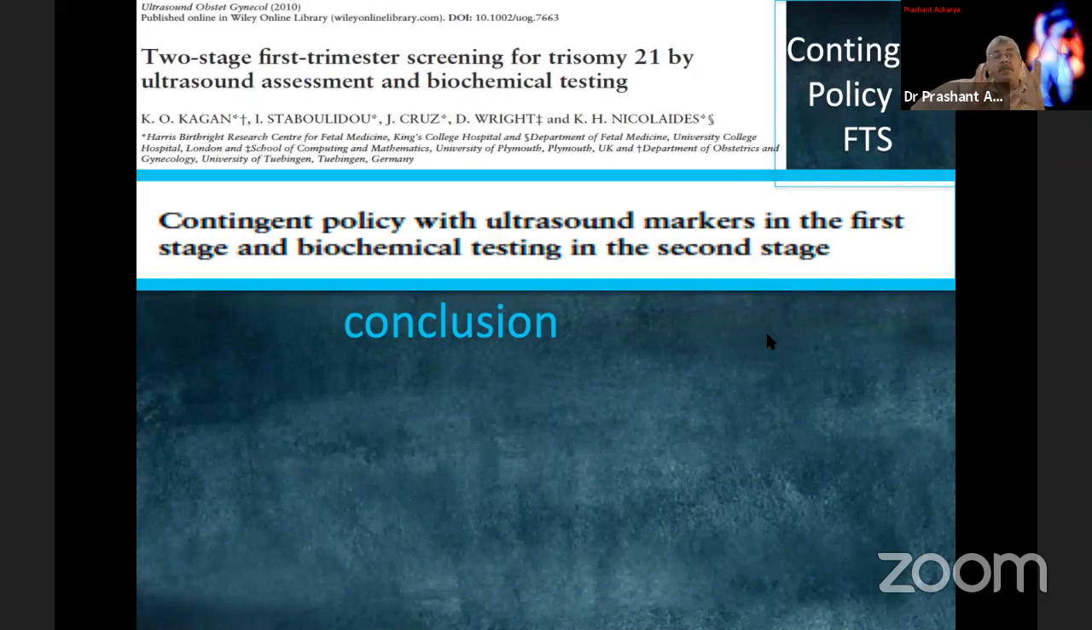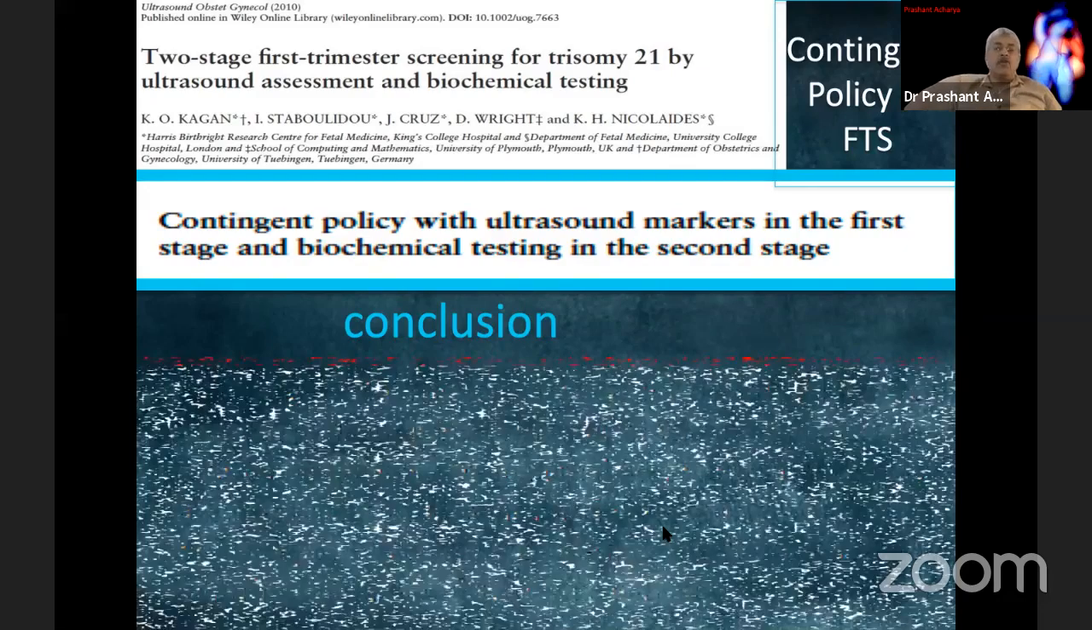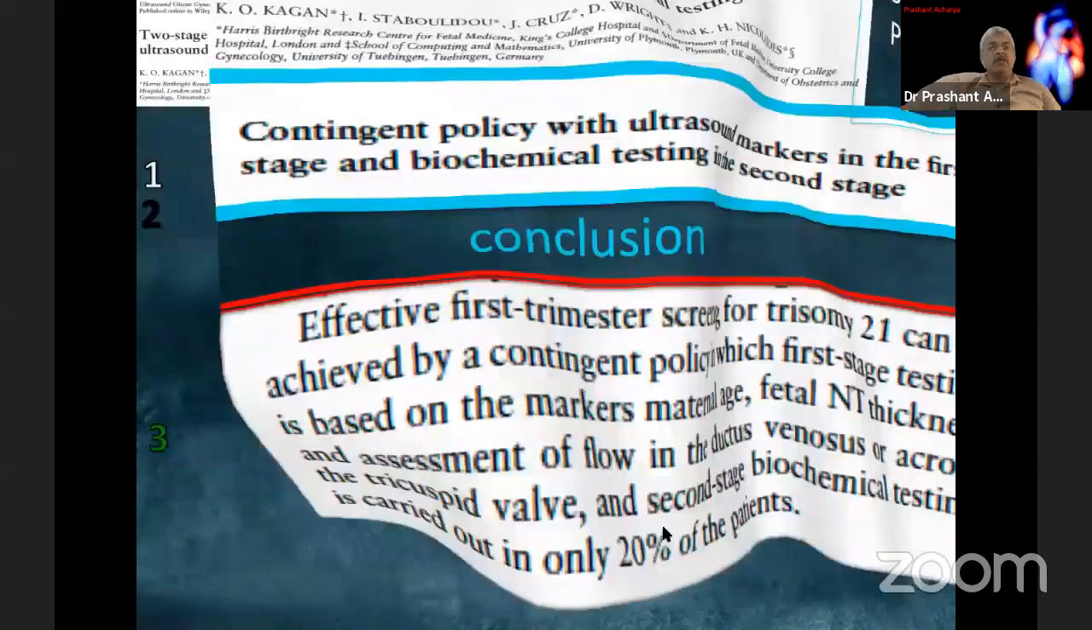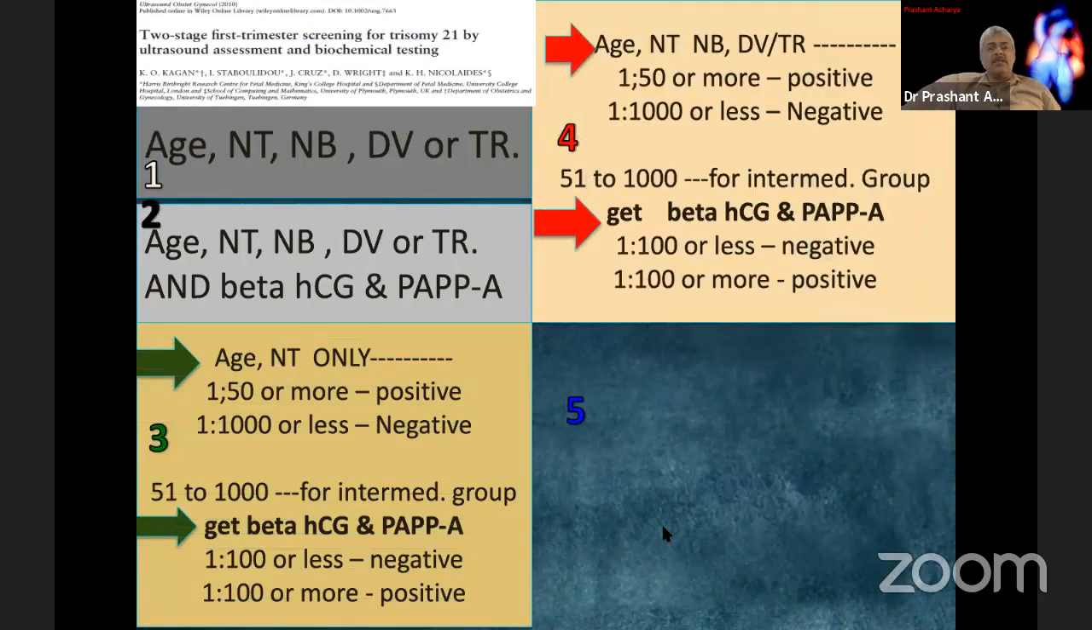After putting everything, all the soft markers, into the software, if it tells me the risk is low, less than 1:1000, we ask her to go home. Counseling, no special investigation is needed. A lady with a risk of more than 1:100 goes straight to invasive testing. A lady between 1:100 and 1:1000 is the one where we offer biochemical markers and see what the result is. So that is the second stage.